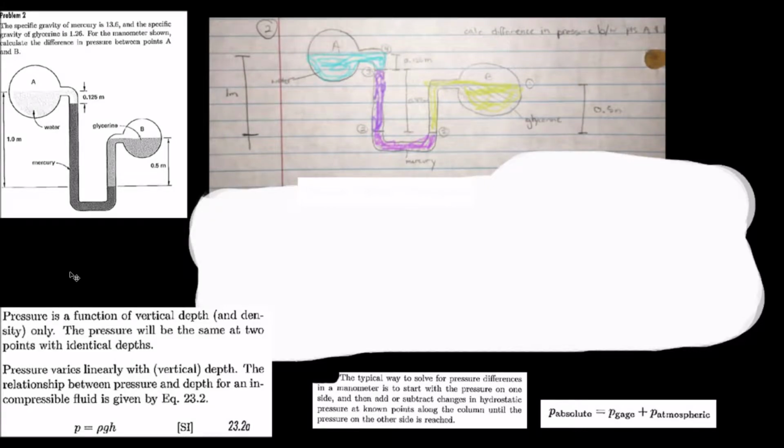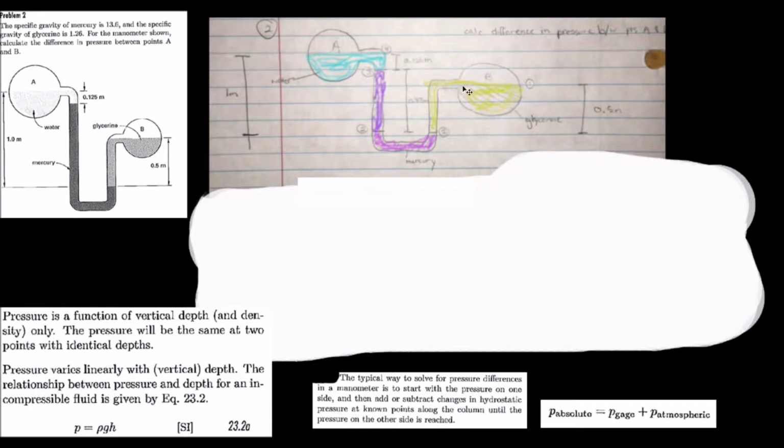Okay, so here we have another fluid statics problem, and this time we're dealing with manometers, and manometers basically give you a fairly accurate reading on small pressure differences. So this question gives us specific gravity of mercury, specific gravity of glycerin, and they want us to calculate the pressure difference between points A and B.